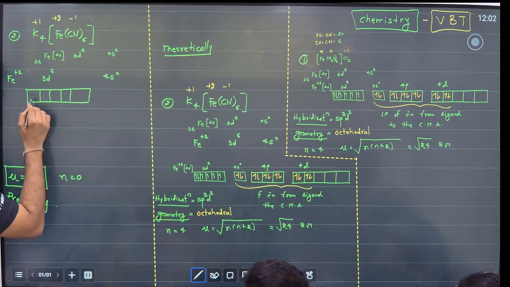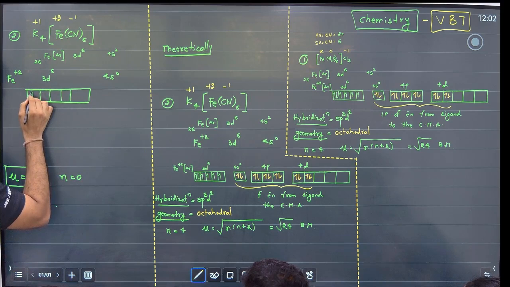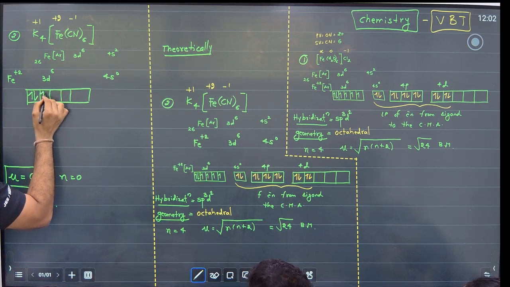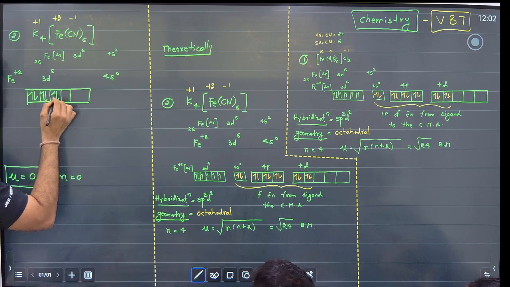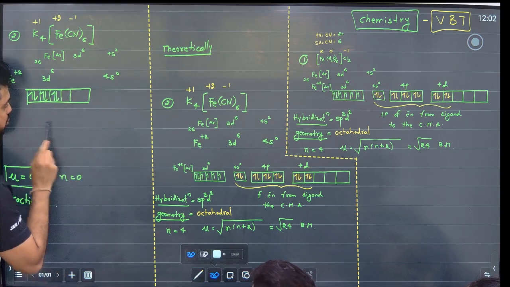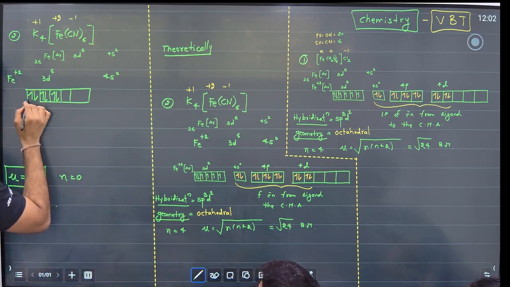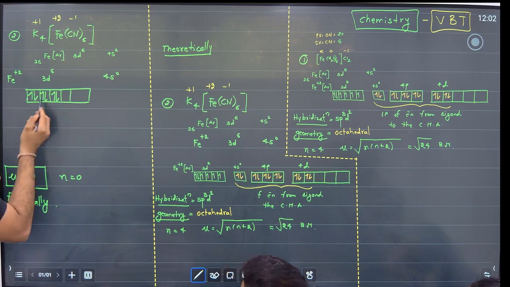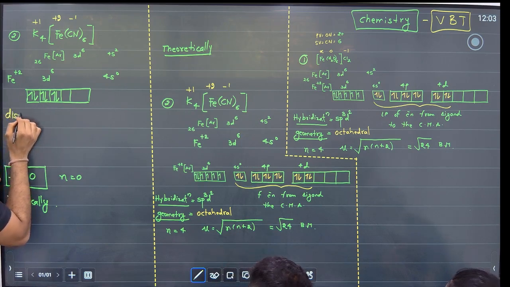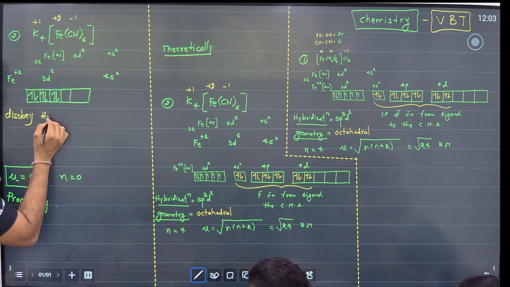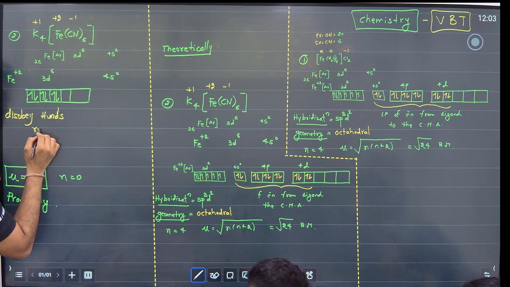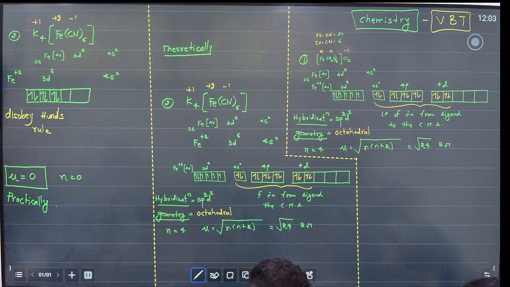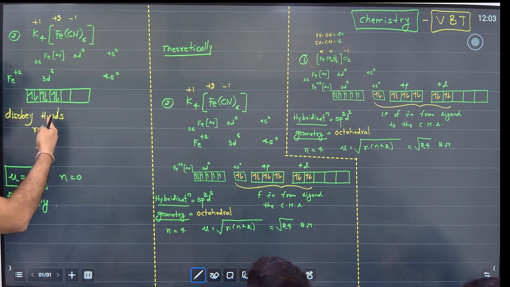But what's happening here? If I want the number of unpaired electrons to be 0, 1, 2, 3, 4, 5, 6, the electrons which belong to Fe in the 3d shell have to fill like this. But it is not following. What is happening here? Disobeying Hund's rule. But we have to do that. Why? Because we're getting the number of unpaired electrons as 0.